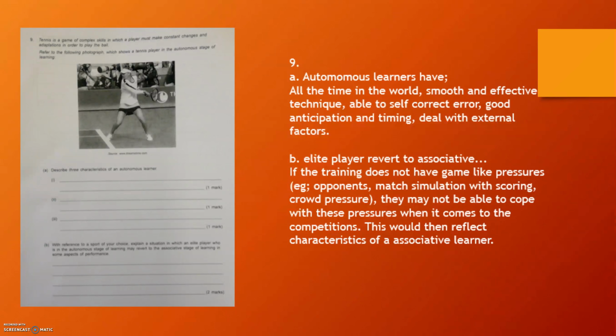B, it says, with reference to a sport of your choice, explain the situation in which an elite player who is in an autonomous stage of learning may revert to the associative stage of learning in some aspects of performance. So I've said if a player reverts to associative, it could be that the training does not have game-like pressures, for example opponents, match simulation with scoring, crowd pressure, etc. Not practicing under those scenarios may lead them to not be able to cope with these pressures when it comes to competitions, which would reflect the characteristics of an associative learner.